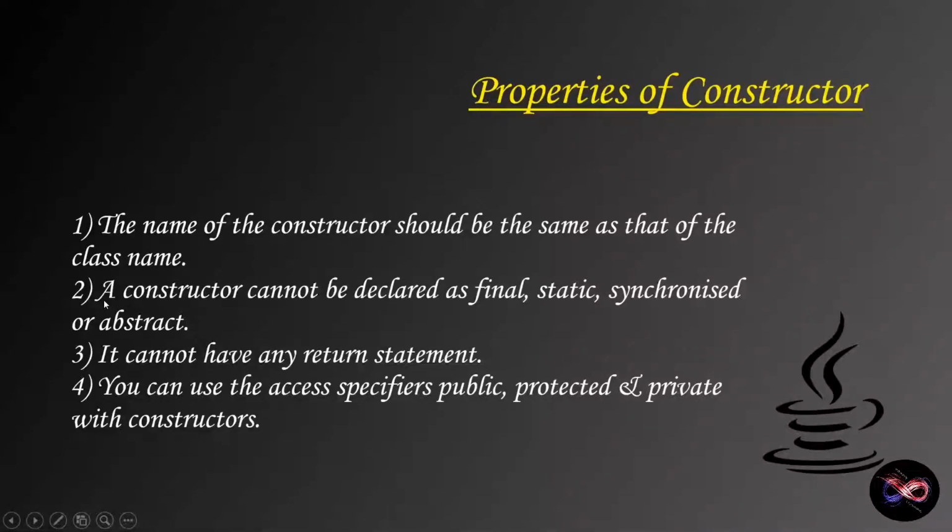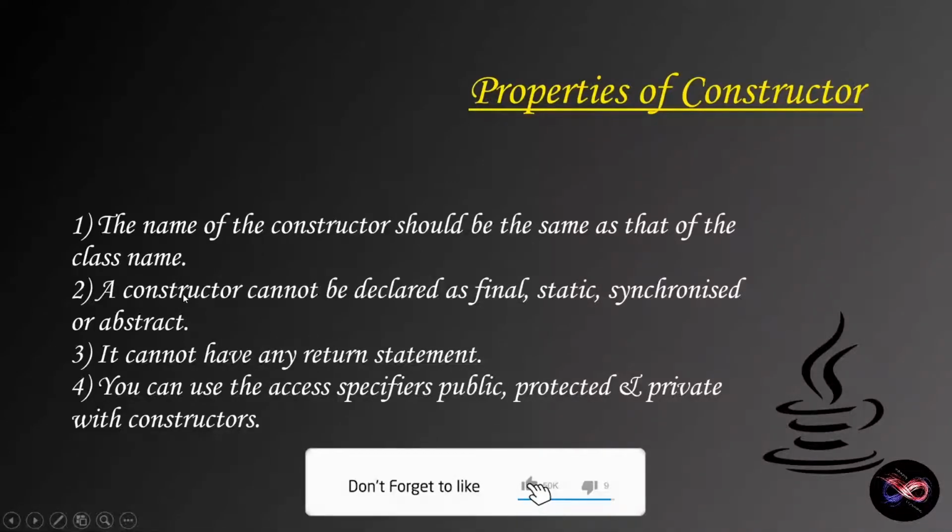The second property is that a constructor cannot be declared as final, static, synchronized, or abstract. Like we generally declare any class or method as final, static, or abstract, we cannot do the same with a constructor. You don't need to declare anything, you can just leave it as the name is.